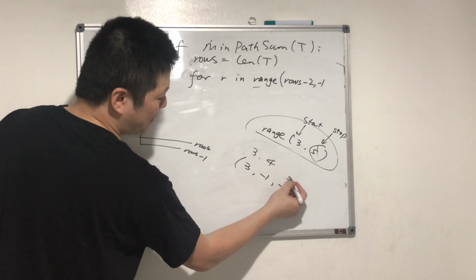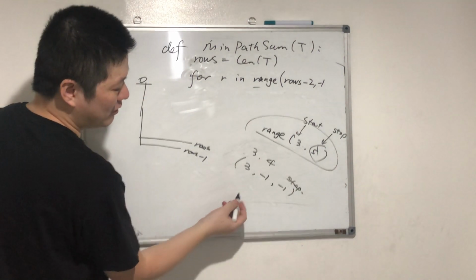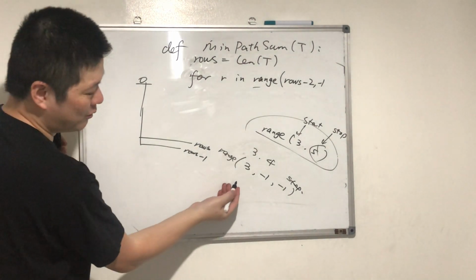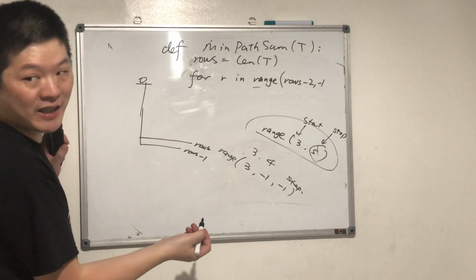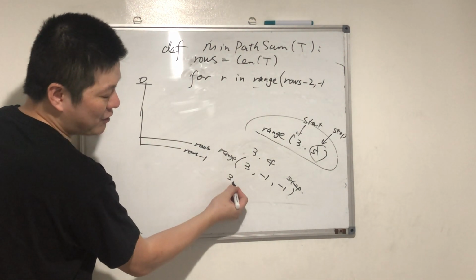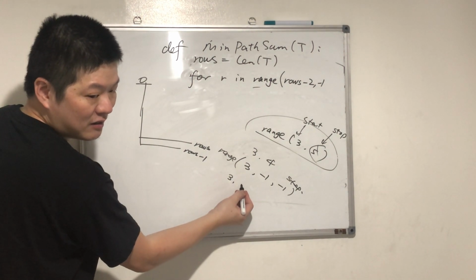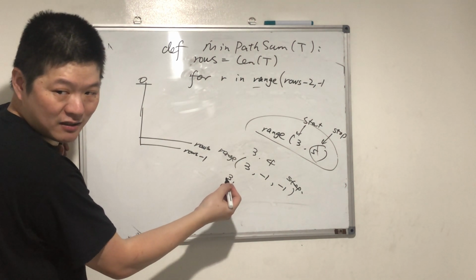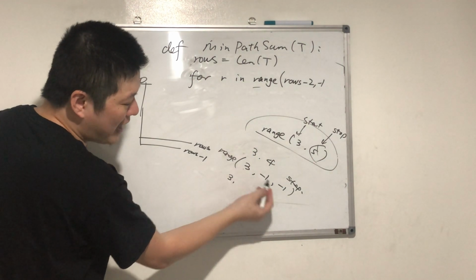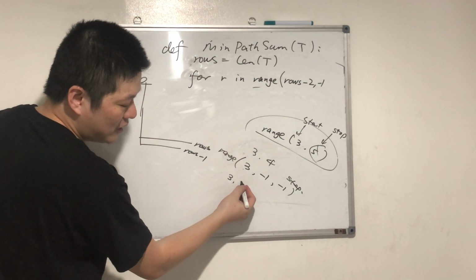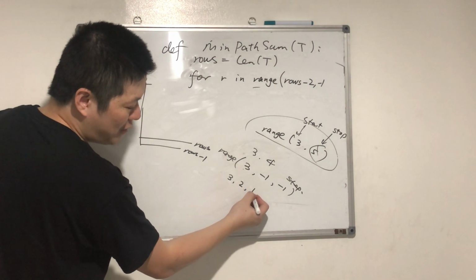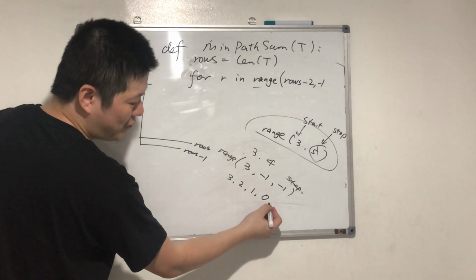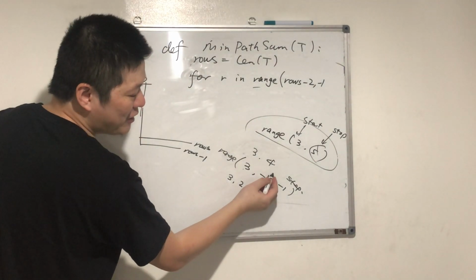Range. This is step. So what's the value? Range 3, and then what's next? 3 minus 1 is what? 2. And then what's next? 1. And what's next? 0. And what's next? Minus 1. But not including minus 1, right?